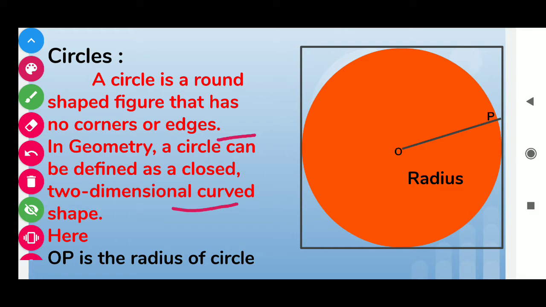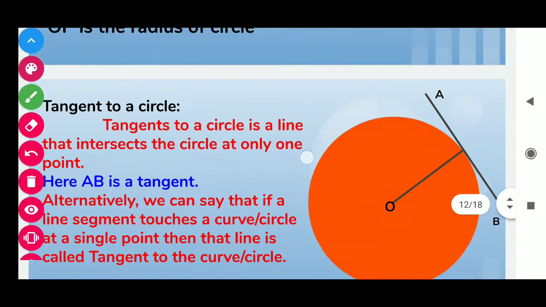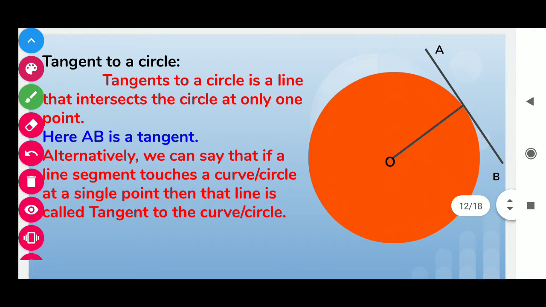Here a circle is given and O is the center of the circle. OP is called the radius of the circle. Now students, here we have the definition of tangent to a circle. That's an important topic.